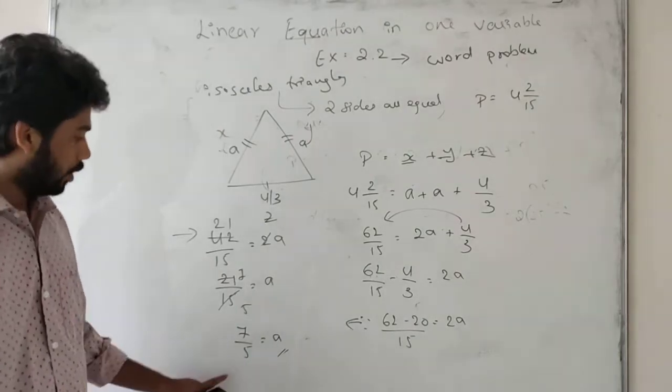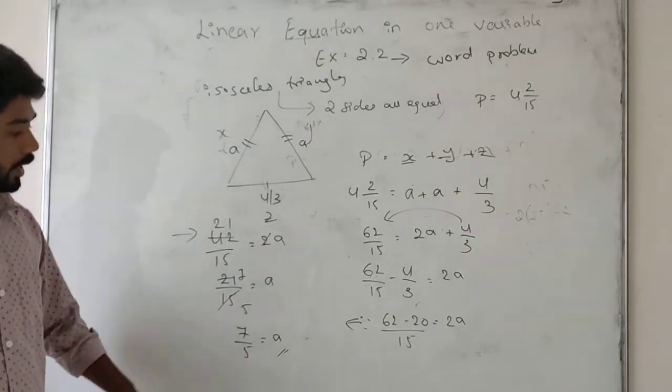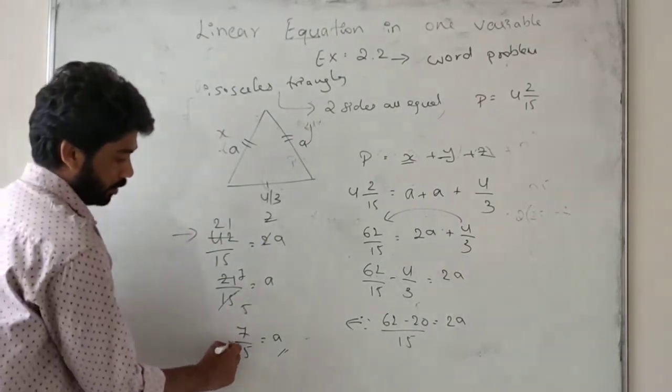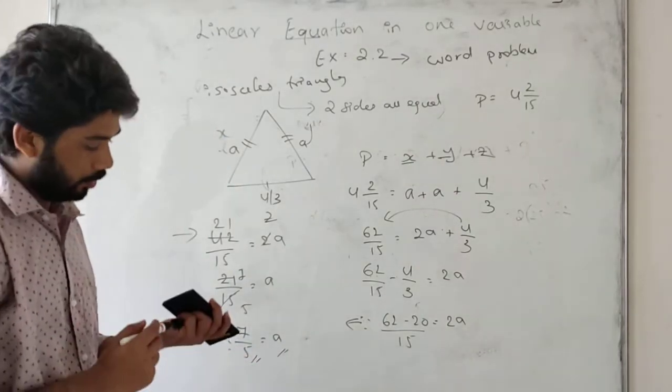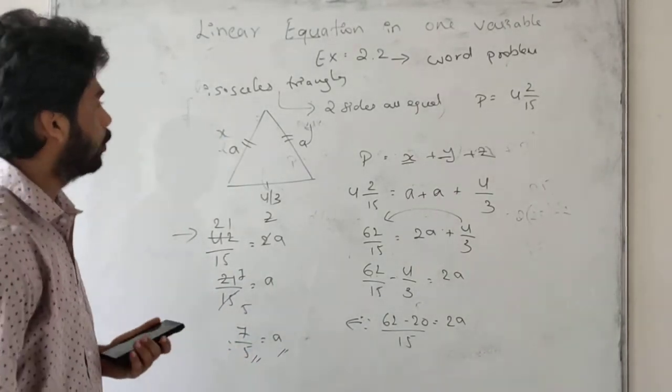Okay. Now we got a. So both the sides will be 7/5. Note it down. I go to the next problem.